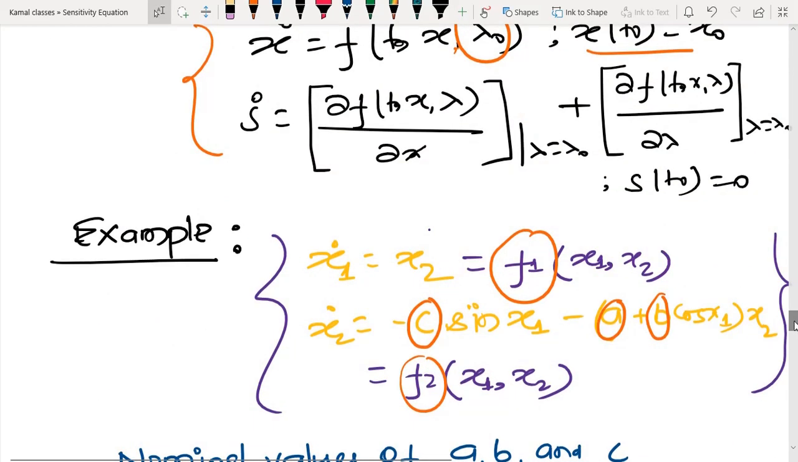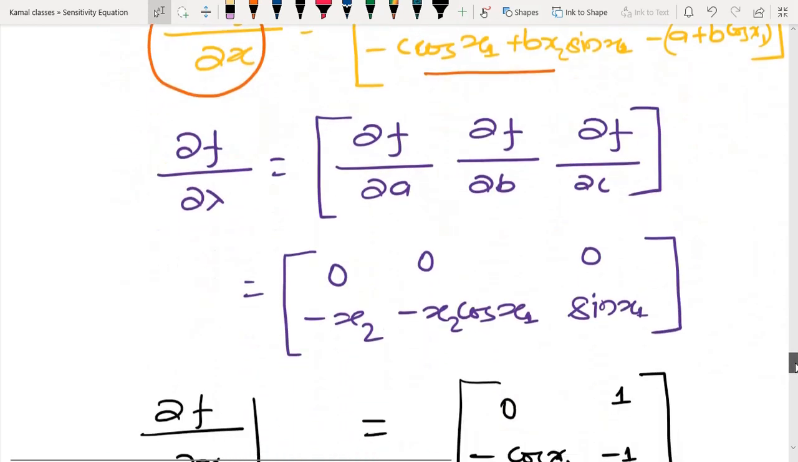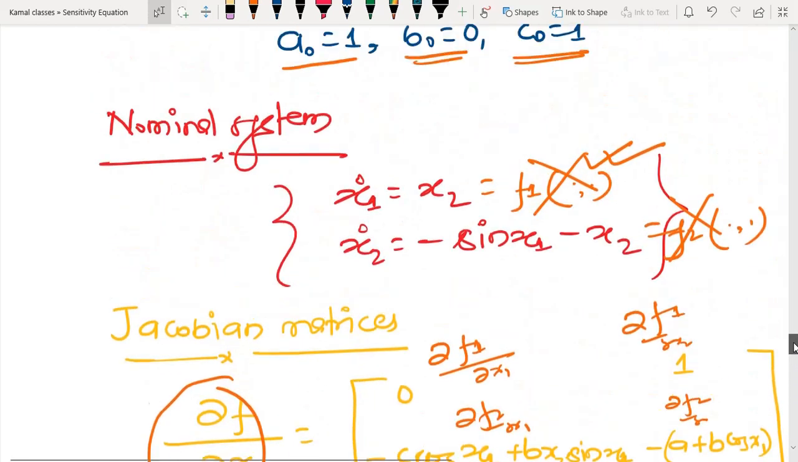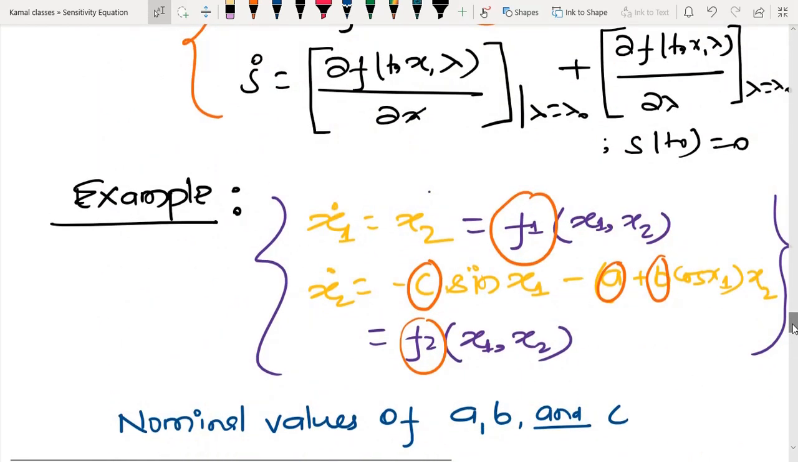Okay, and after that now I have to calculate the partial derivative of the vector field with respect to the parameters. I have three parameters, so now I have ∂f1/∂a, ∂f1/∂b, ∂f1/∂c. And if you see the differential equation, in the first equation no parameter is involved, due to that reason it is 0, 0 everywhere.